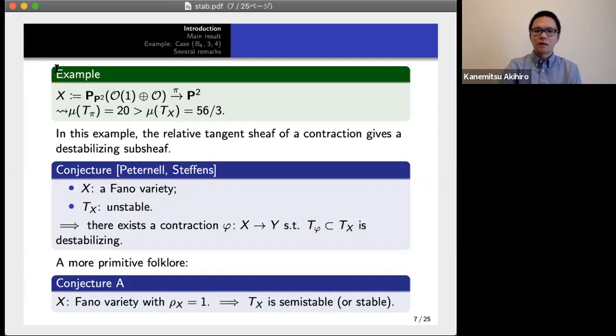Okay, and this is the last example. And in this example, the destabilizing subsheaf is given by the relative tangent bundle of a contraction pi. And it was believed that this is a general phenomenon, following the conjecture due to Peternell and Stephens. This says that, let X be a Fano manifold and assume that the tangent bundle is unstable. Then there exists a contraction phi of X whose relative tangent sheaf gives a destabilizing subsheaf.